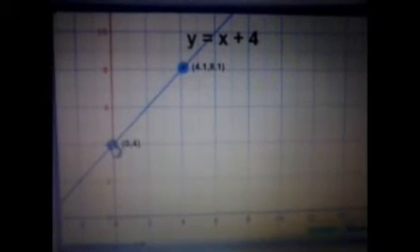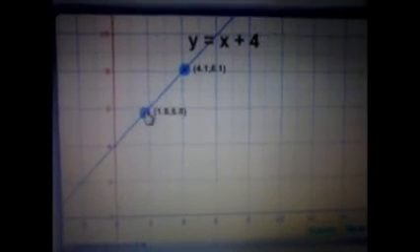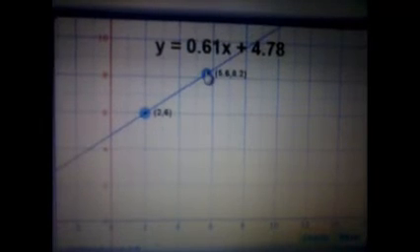Math is Fun software can also show immediately the graphs and the equation of two given ordered pairs. For example, the two given ordered pairs are 2, 6 and 8, 8. And the given equation is y is equal to 0.33x plus 5.33.